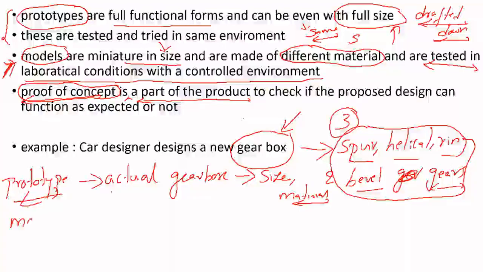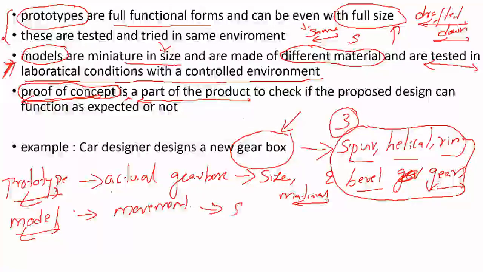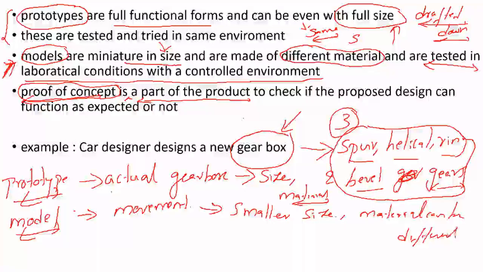So at the same time, a model of the gearbox will consist of all the gears, and it will also demonstrate the same kind of movement, but it will be much smaller in size, right, compared to the required dimension. Also the material can be very much different.